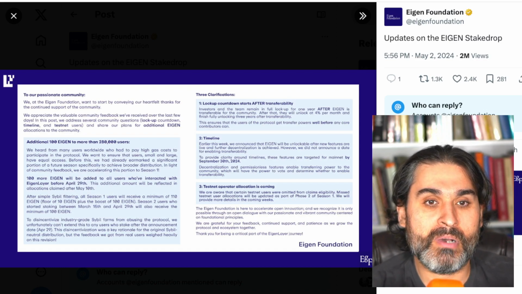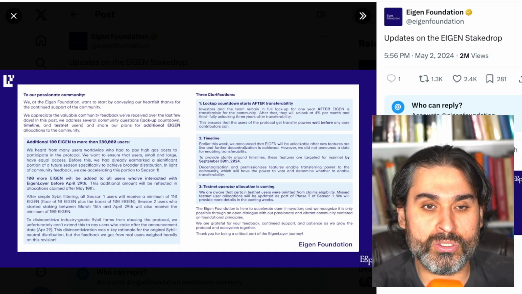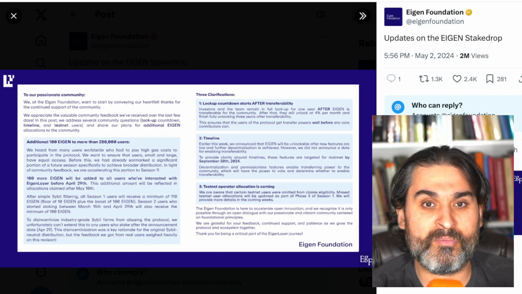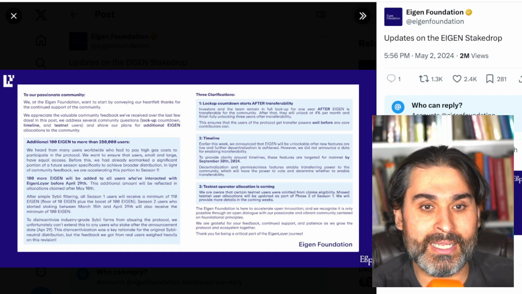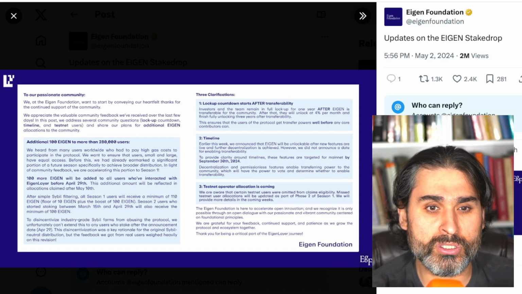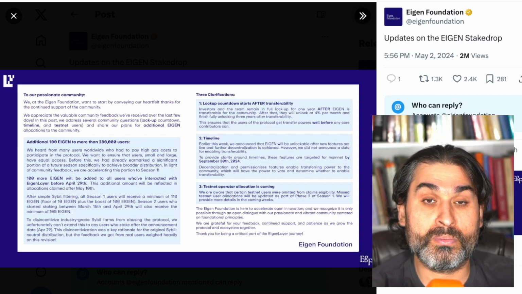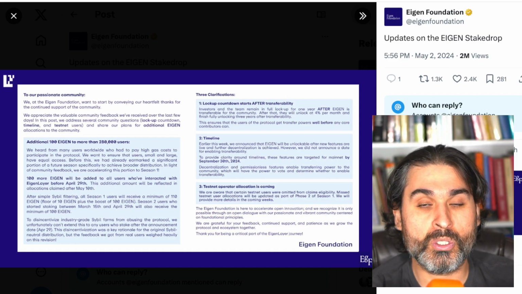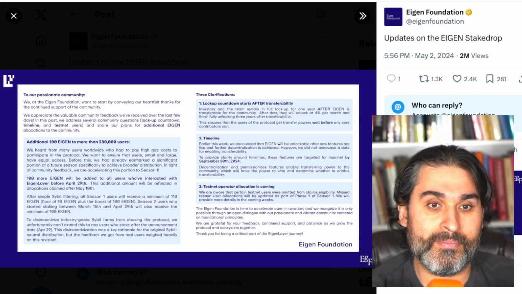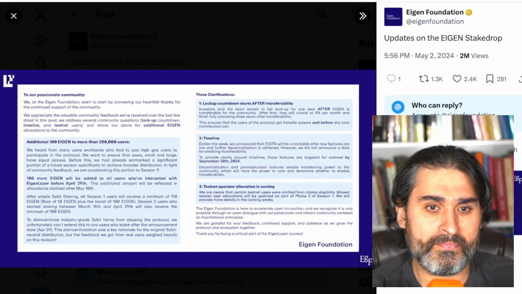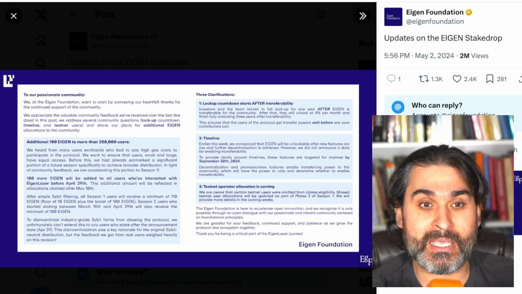So the minimum amount that people had gotten before was 10 Eigen tokens, for any small interaction, just a minimum amount of points. However, that's changed now, and everyone will be getting 110 tokens with a boost of 100 tokens. So if you had previously gotten 10, now you will be getting 110 tokens. If you had previously gotten 200, now you'll be getting 300 tokens. And that is for people staking before April 29th.